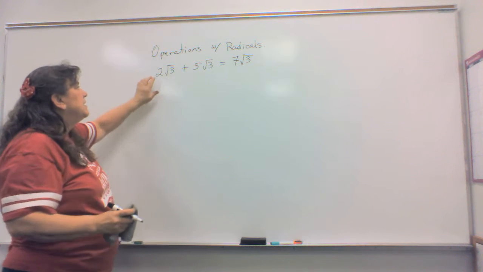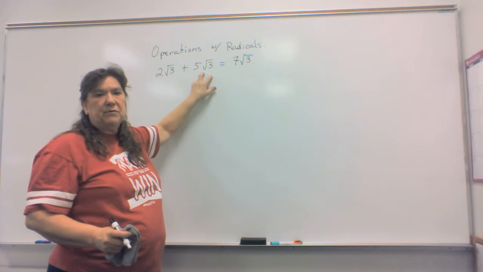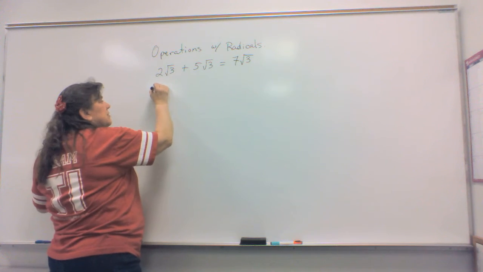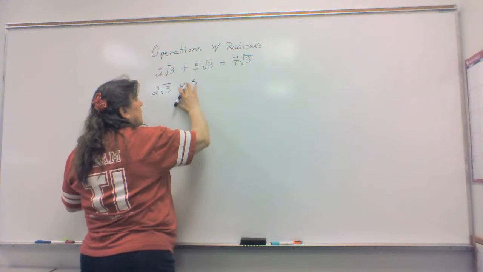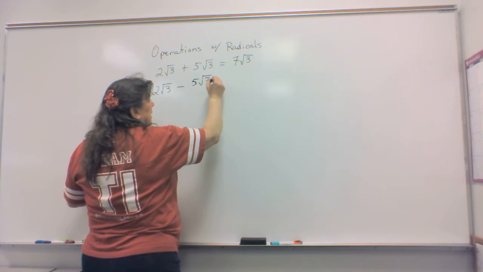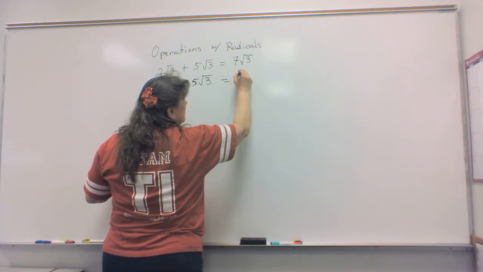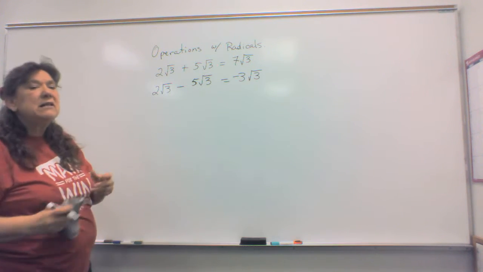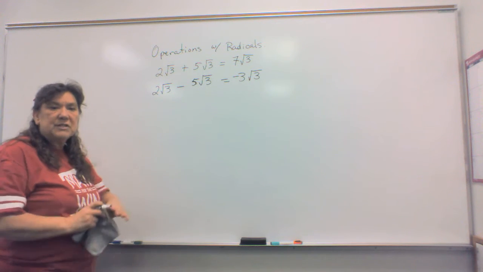You see, this is 2 of these square root of 3 plus 5 more of these square root of 3, and I end up with 7 square root of 3. I can also do a subtraction the same way. And 2 minus 5 would be your negative 3, so this would be negative 3 square root of 3. So it's exactly the same as combining like terms because these are the same.